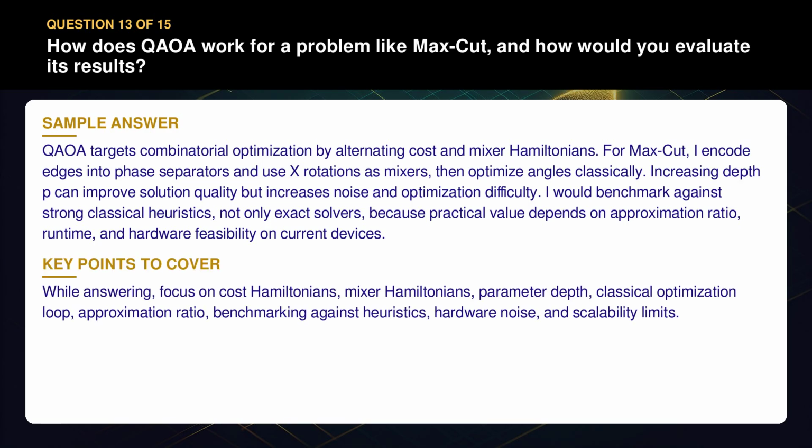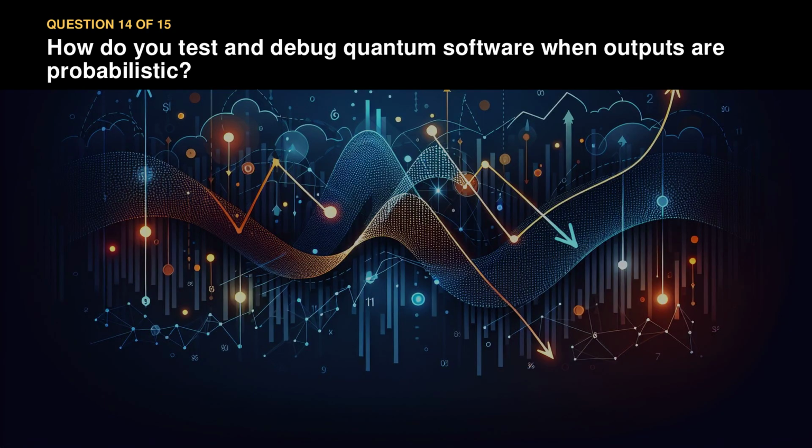While answering, focus on cost Hamiltonians, mixer Hamiltonians, parameter depth, classical optimization loop, approximation ratio, benchmarking against heuristics, hardware noise, and scalability limits. Question 14. How do you test and debug quantum software when outputs are probabilistic?